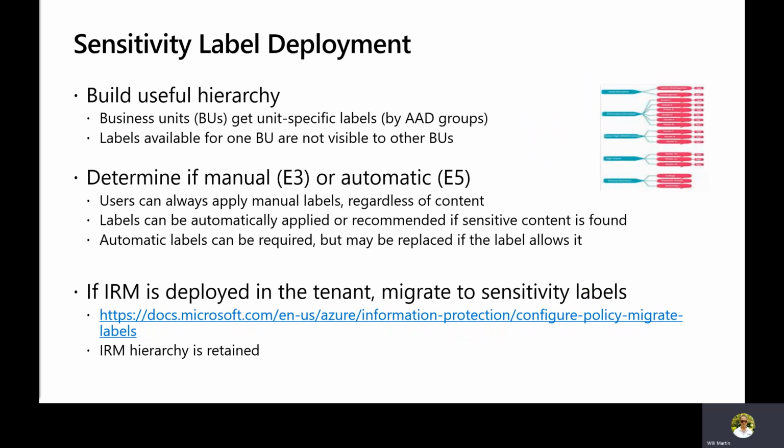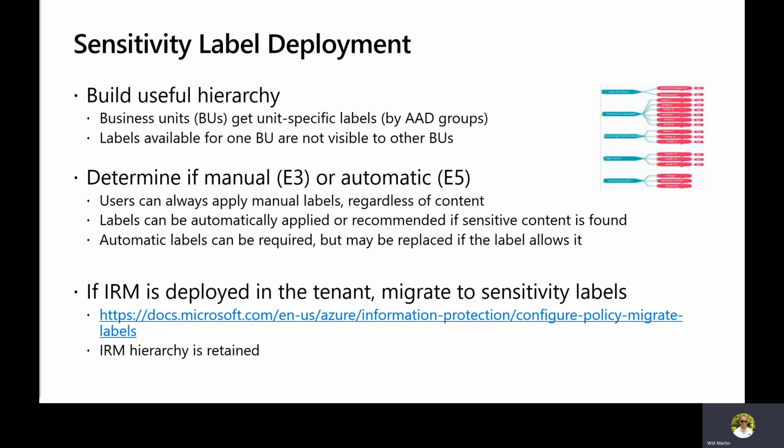A good sensitivity label deployment will take business units into account. Each will have their own requirements that must be considered. An example of a business unit specific label is HR might need labels that no other business unit does. Notice that in the image to the right, different groups have access to different lists of labels, so there's no overlap required. However, you can have overlap if you wish.